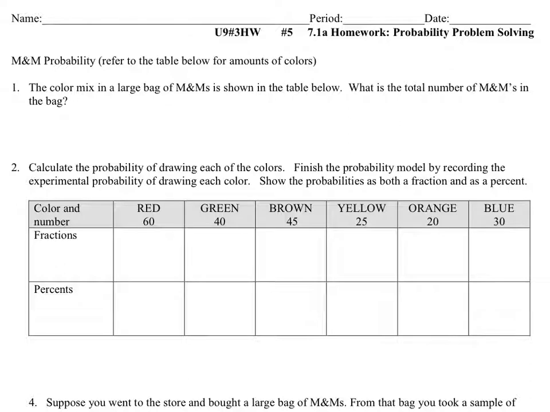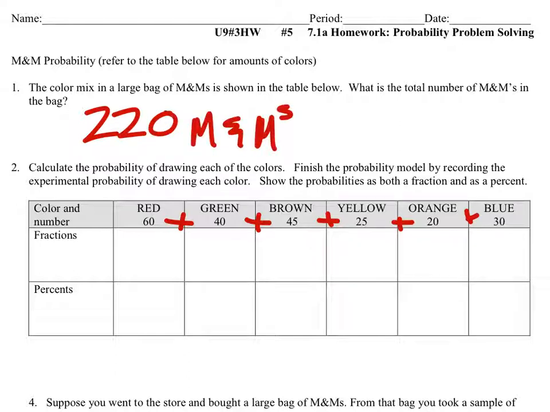M&M probability. The color mix in a large bag of M&Ms is shown in the table. What is the total number of M&Ms in the bag? So to find the total number of M&Ms, we just need to add all these numbers together. And when we do that, we should get 220 M&Ms. Alright, 220 M&Ms right here.